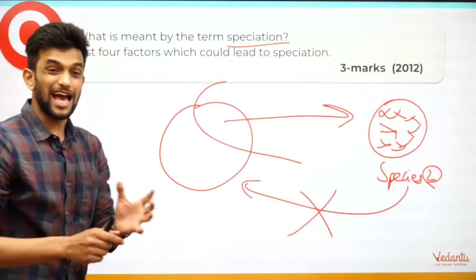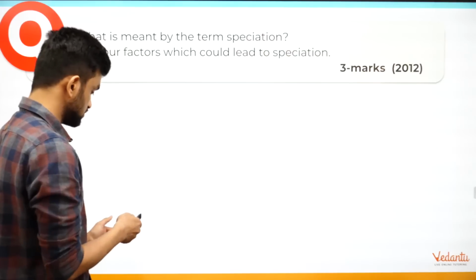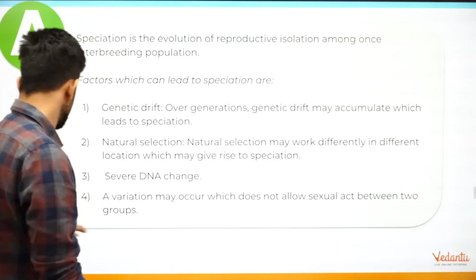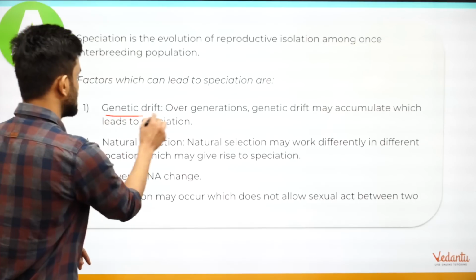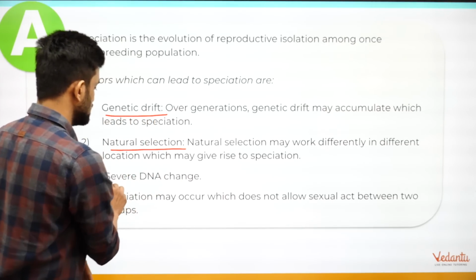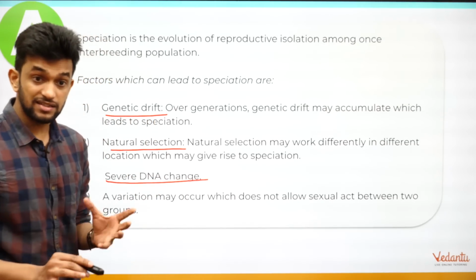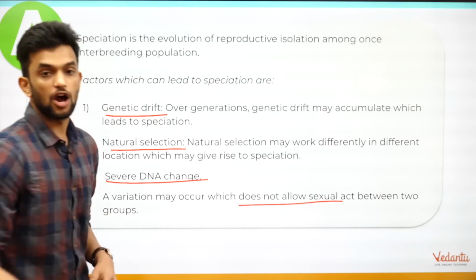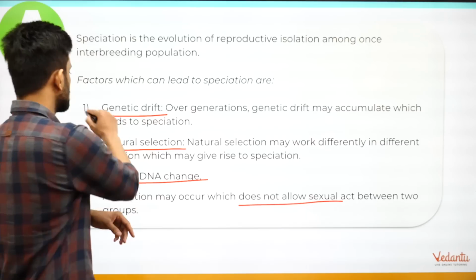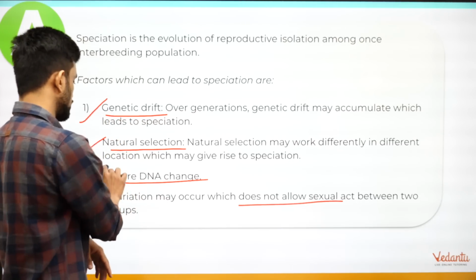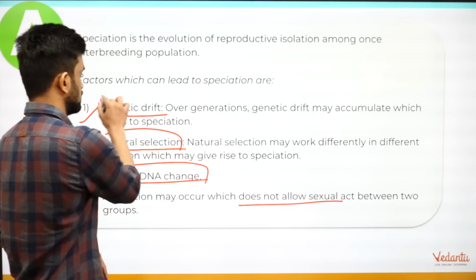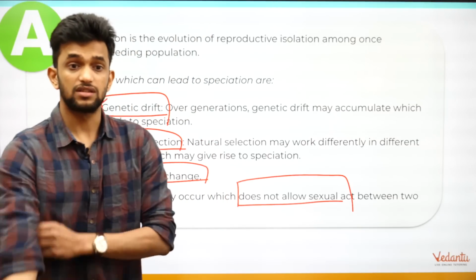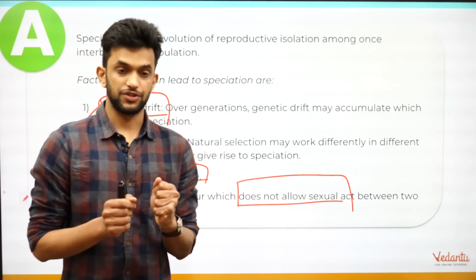There is sympatric and allopatric speciation. All these things, I guess, are not there for you, but you just need to know the factors for that. What are the factors for speciation? Genetic drift, natural selection, DNA gets changed severely, or basically sexual contact is not allowed in the organism. Please remember these 4 points, at least these. Okay, so these are the factors for speciation.